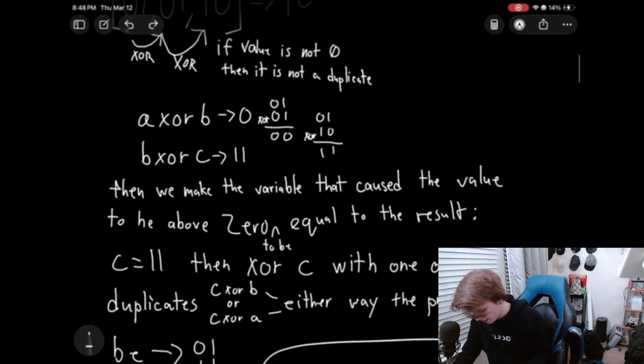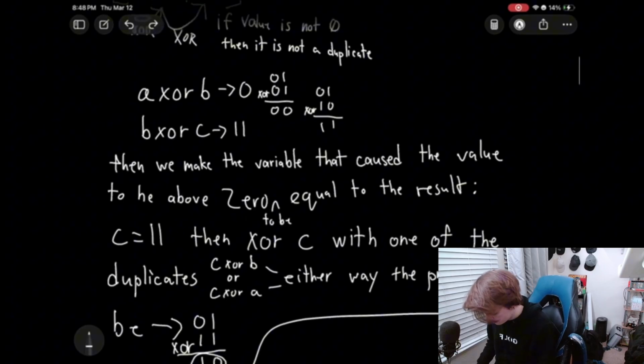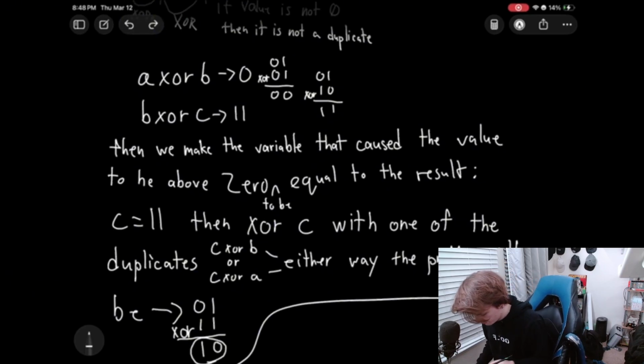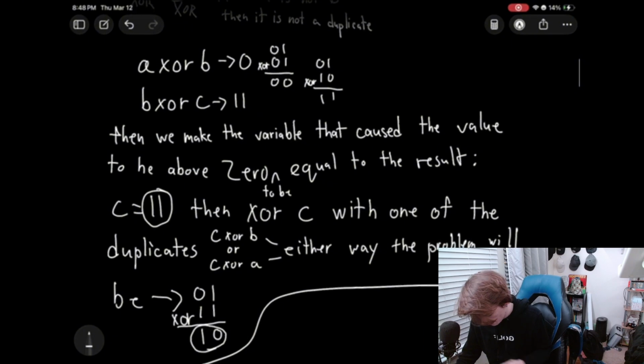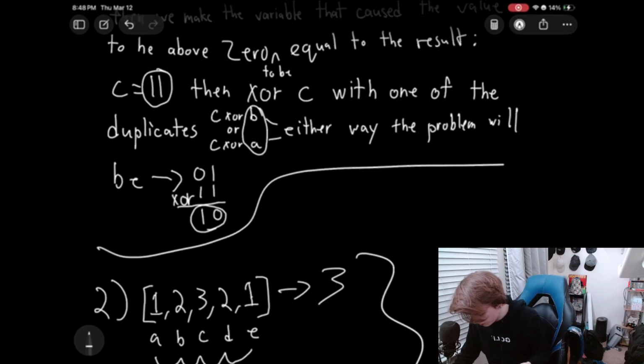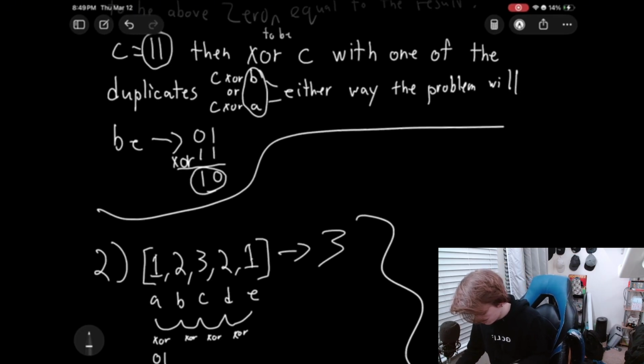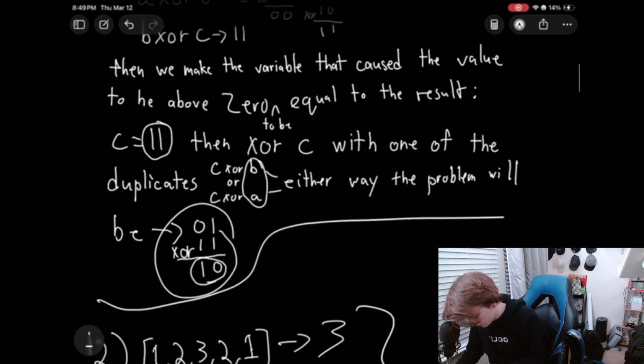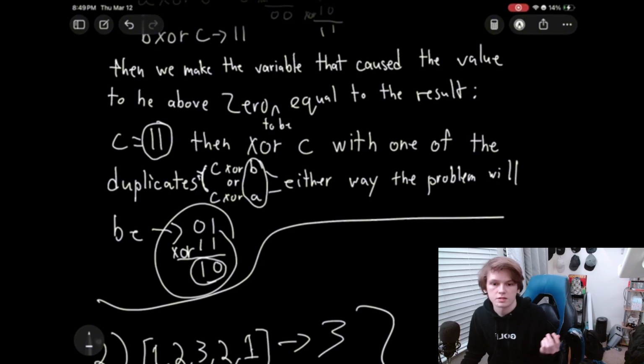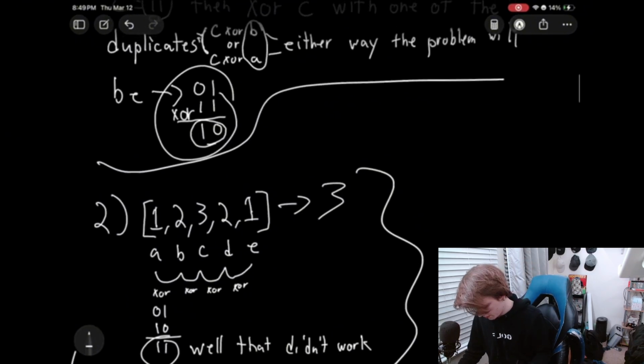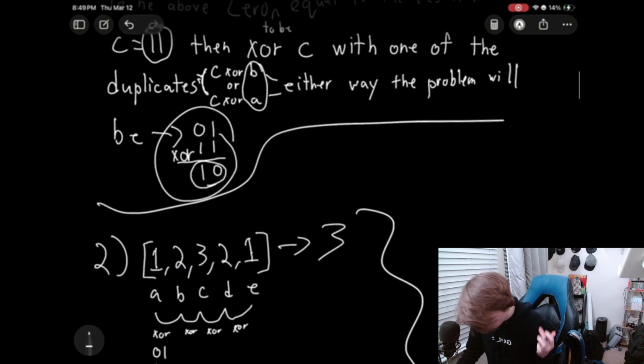So now I thought, all right, let's try to make C equal 3 now in binary, because this is 3. Then XOR C with one of the duplicates, so B or A, basically. Either way, the result will be above 0, is what I was trying to say. Whether or not you use these two, it's a duplicate, so it's going to be the same. So anyway, let's move on to the next problem.